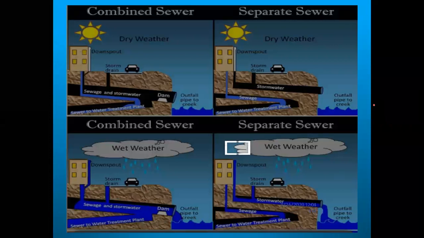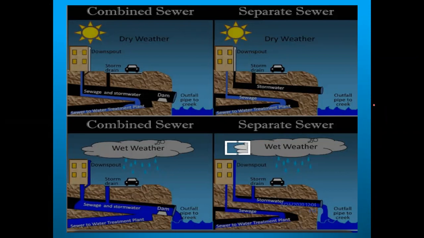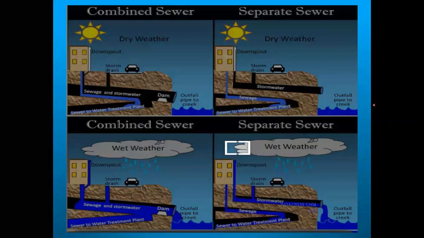So these are the simple figures. Even if the theory is not understood, by seeing the figure also you can understand the concept and you can write the notes. See the combined sewer, what's happening in the dry weather.